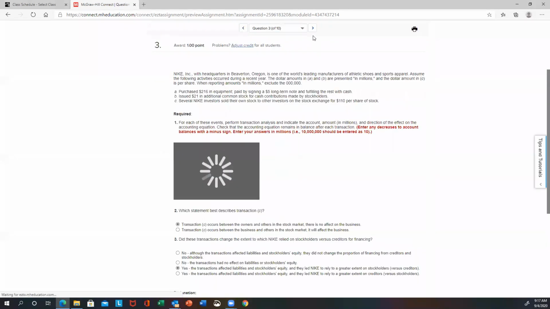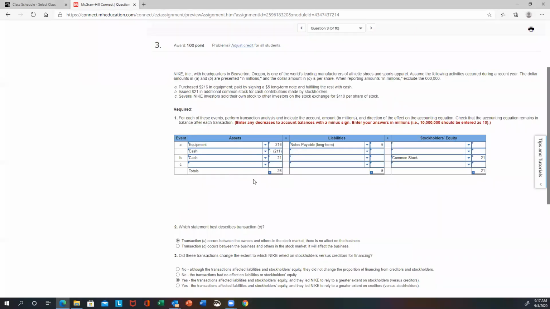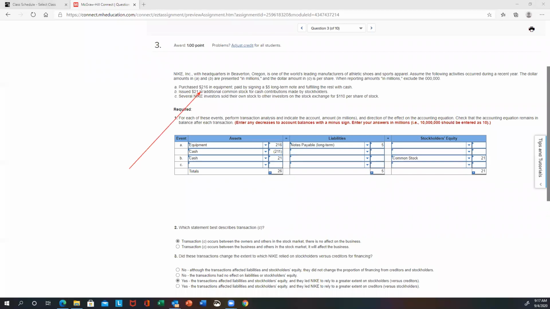All right, let's check out number 3. And on this one, they just want you to analyze how these items would affect your accounting equation. So again, you bought some equipment, paid $5 in a long-term note, the rest is with cash. So notice equipment would be increasing by, it looks like, $216. And it says they had a $5 long-term note. So here's your note payable, and of course $211 would be taken out of cash.